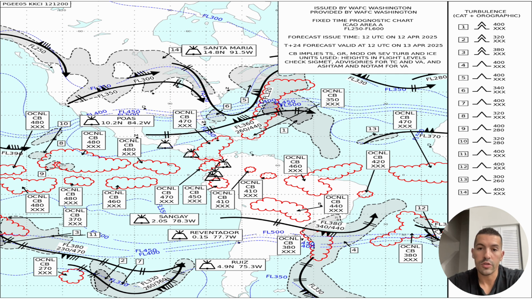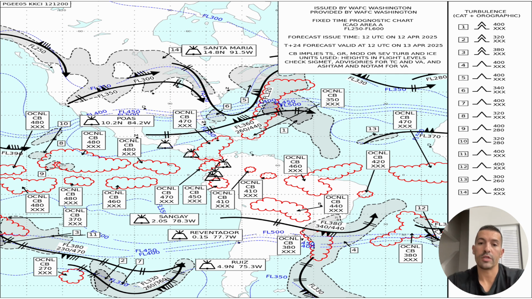Some areas with thunderstorms to identify would be along the Pacific Ocean. We can see some red curvy lines displaying occasional, with tops ranging anywhere from 480 all the way down to flight level 410. In some situations, we see XXX for the bases, and this essentially indicates that the bases are below where the chart begins, which is less than flight level 250.